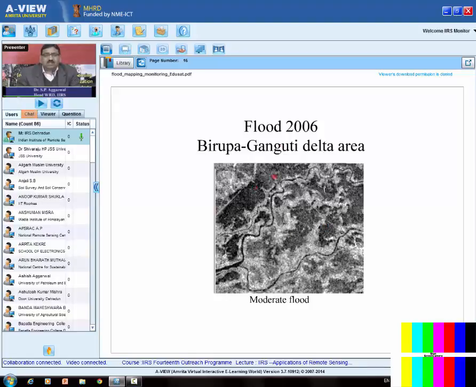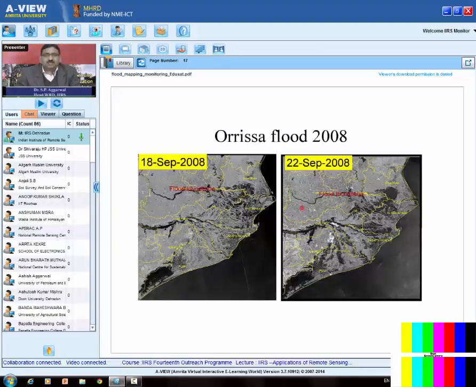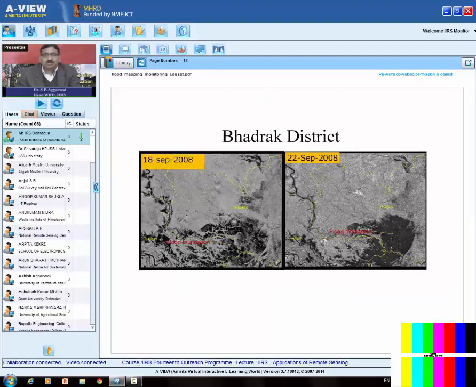This is another area. You can see all black is the flooded area. Just 2006, 2008, you can see here. This is the Orissa flood. You can see black is flooded. On 18th September you will find very little, but on 22nd September you will find all these areas flooded.